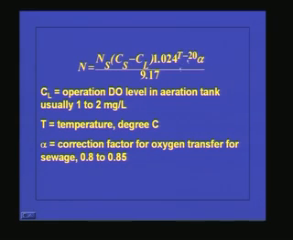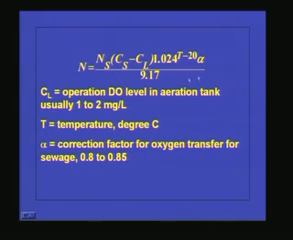So we have to make the correction for the temperature also, and alpha is the correction factor for oxygen transfer for sewage, because under standard condition we are finding out the transfer for tap water. There not many solids are present, or the dissolved solids concentration is very less and organic matter concentration is almost negligible. But when we talk about the wastewater, okay, the condition or the situation is entirely different. So we have to make a correction. So that correction factor is this alpha. So that varies from 0.8 to 0.85.